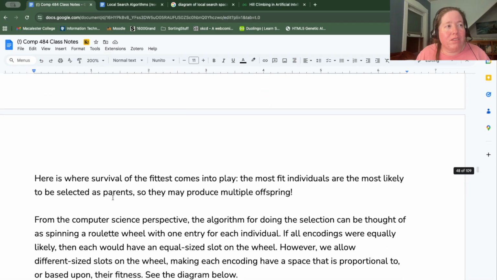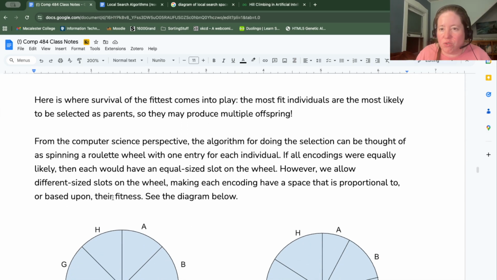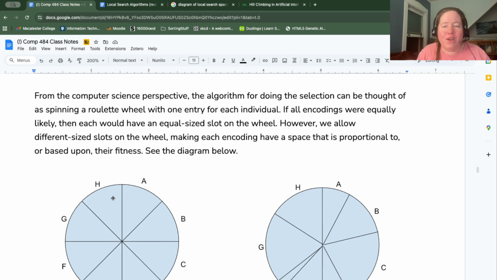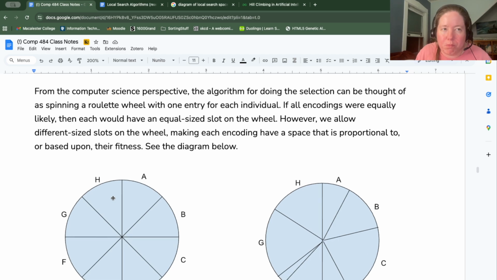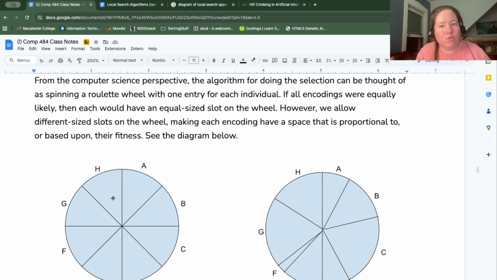This goes back to the fact that this is a model of natural selection. We're thinking of survival of the fittest, where the fittest individuals are going to generate the most children because they're the best, and we want them to breed the most. All right, so how do we go about actually doing this resampling? That's what the roulette wheel selection algorithm is all about.